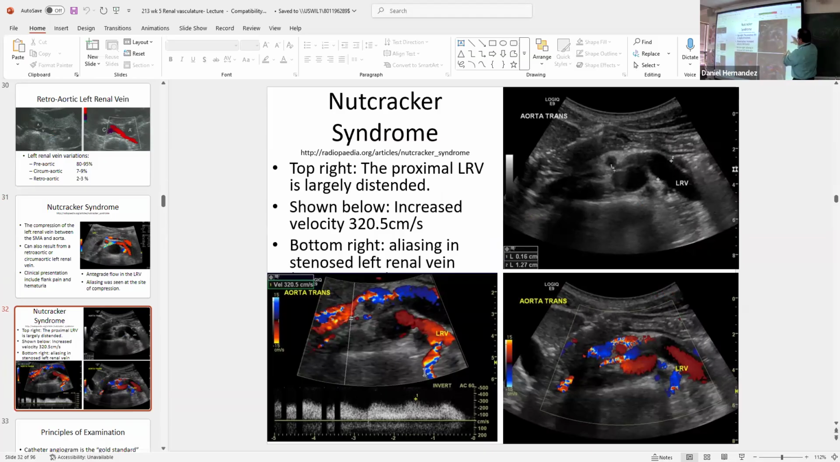So it kind of just makes sense. Blood flow is draining out of the kidney. It's trying to make its way back to the IVC. It's being compressed right now, so all that blood flow is just kind of building up on the other side of that stricture or that narrowing.